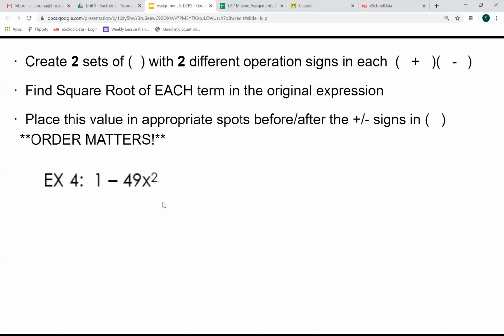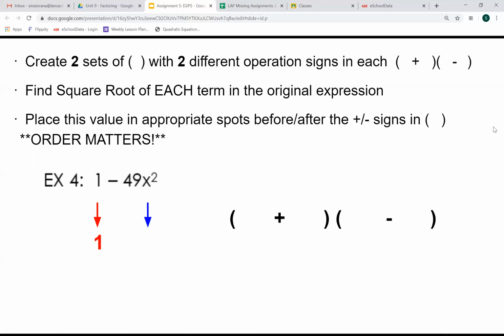Okay, example 4, 1 minus 49x squared. I want to factor it. Again, I have a difference, because it's subtraction, with two terms, both of which are still perfect squares, so I'm going to set up my parentheses. The square root of 1 is 1, so that does still count as a perfect square. And then the square root of my second term, 49x squared, if I take the square root of both of those pieces, I get 7x.